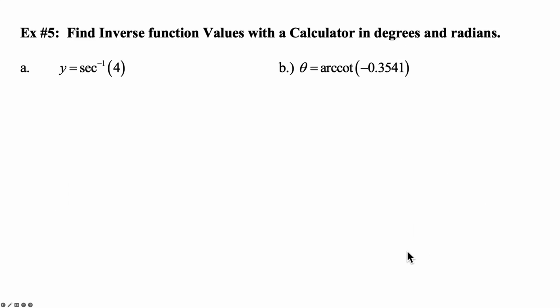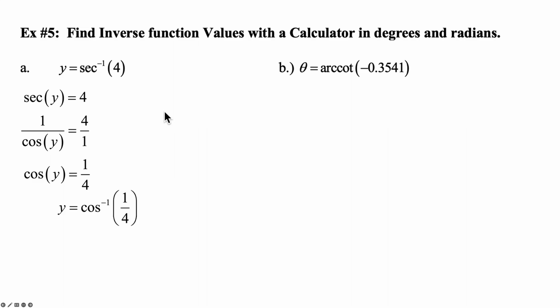Finding the inverse values using a calculator. So again, what we can do is say, take the secant of both sides, secant of y equals 4, and if you have to, write the inverse of secant y, which is 1 over cosine y, and as soon as you do that, we want to put 4 over 1 because we build that proportion. You flip both of them, and now you do the inverse cosine of 1/4.